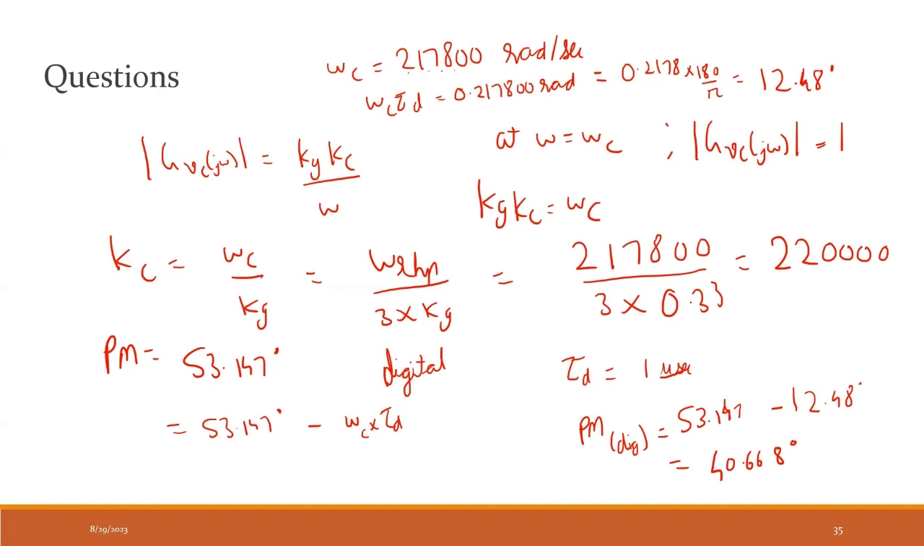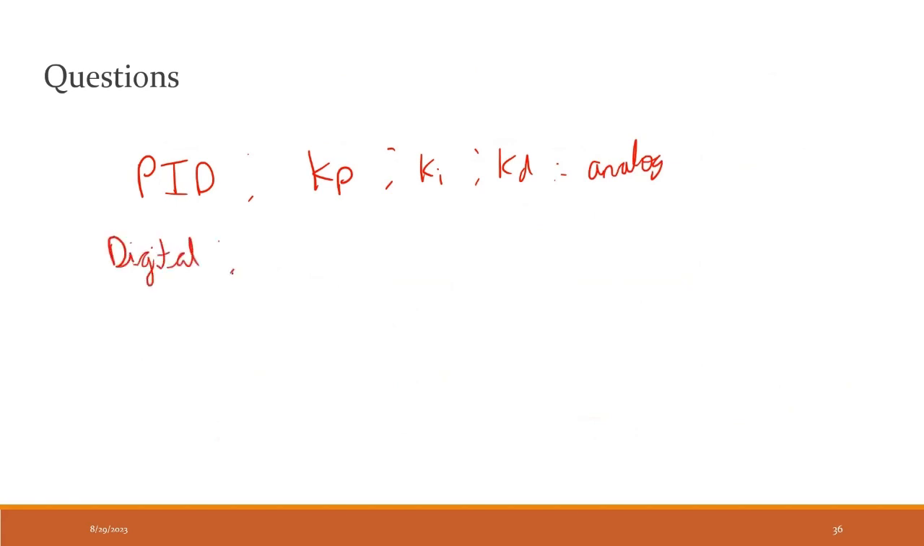Another very important thing is the PID. You will do the tuning, you will get KP, KI, KD. These are in the analog domain. In the digital domain, they will say convert it to the digital domain. When you convert to the digital domain, KP digital remains KP, KI digital is KI into TS, and KD digital is KD upon TS. This also is a very common question.